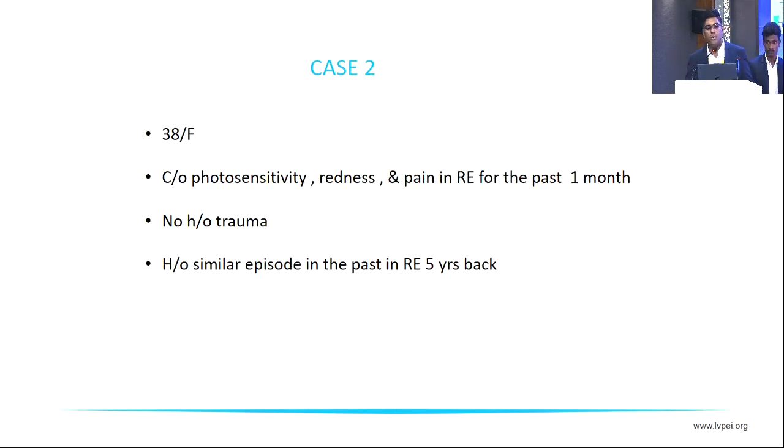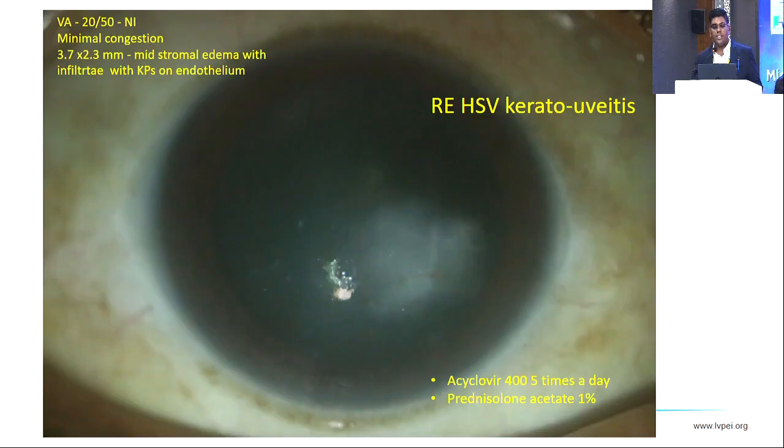Moving on to case 2, a 38-year-old female with complaints of redness and pain in the right eye for the past 1 month. There was no history of any trauma, but a history of a similar episode in the right eye 5 years ago. On examination, vision in the right eye was 20/50 with midstromal edema and infiltrate and KPs on the endothelium. So a diagnosis of HSV keratouveitis was made and the patient was started on oral acyclovir along with topical steroids.